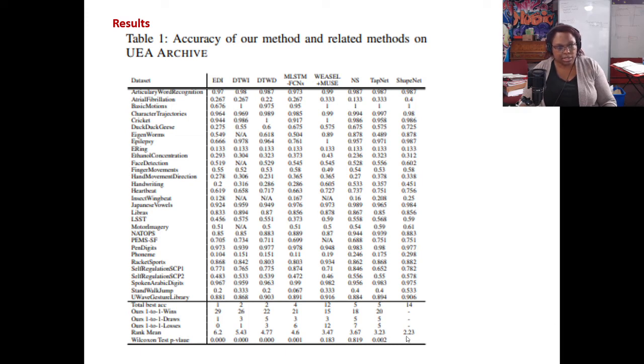The one thing here with Wilcoxon tests, the p-value, they rejected the null hypothesis. So here, for the statistical difference, they used a p of 0 versus 0.05.